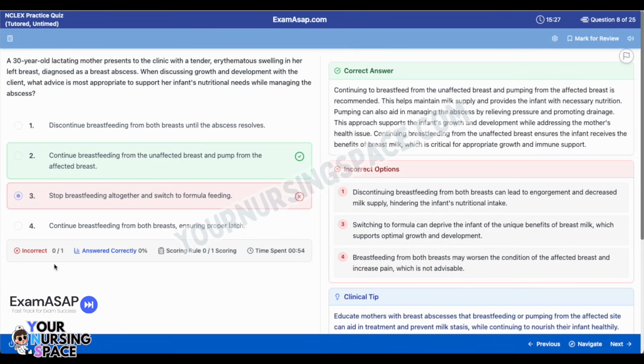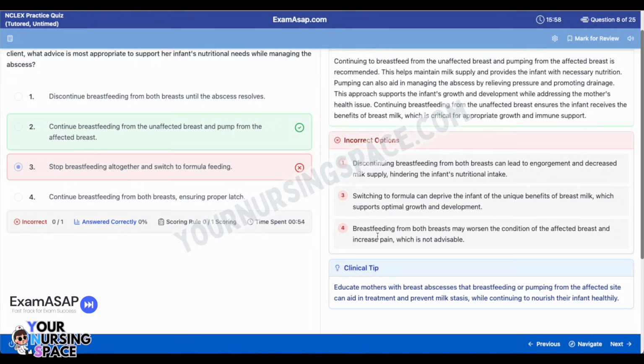A. Discontinuing breastfeeding from both breasts can lead to engorgement and decreased milk supply, hindering the infant's nutritional intake. C. Switching to formula can deprive the infant of the unique benefits of breast milk, which supports optimal growth and development. D. Breastfeeding from both breasts may worsen the condition of the affected breast and increase pain, which is not advisable. Clinical tip. Educate mothers with breast abscesses that breastfeeding or pumping from the affected site can aid in treatment.